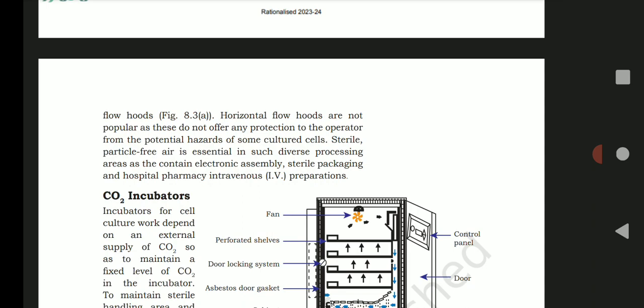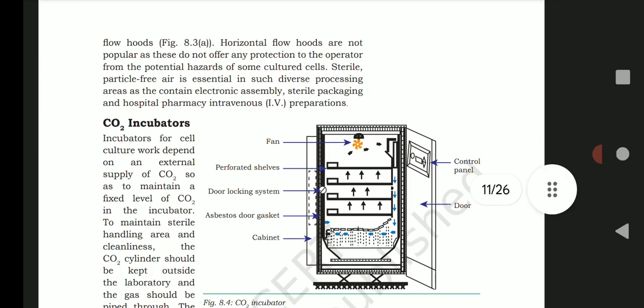The vertical flow hoods are most popular when compared to the horizontal flow hood, because the horizontal flow hood doesn't have proper protection for some sorts of culture, hence it is not widely used when compared to the vertical laminar flow hood. And the next instrument we are using for our culture is the carbon dioxide incubator.